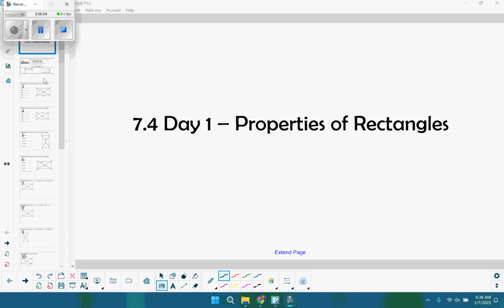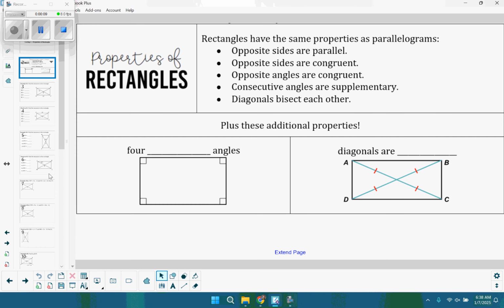This is lesson 7.4, part 1. We're going to talk about the properties of rectangles. So a rectangle is a type of parallelogram. So that means it has all of the same properties that regular parallelograms do.